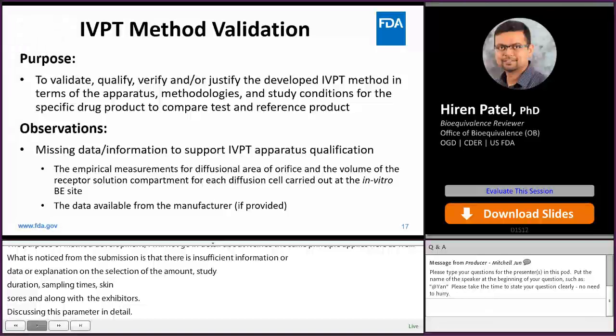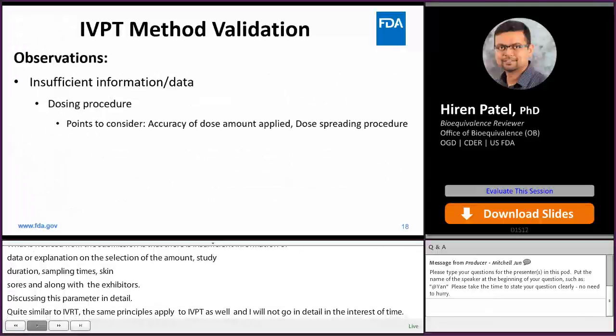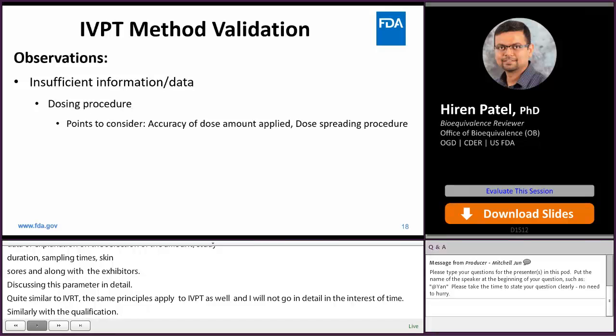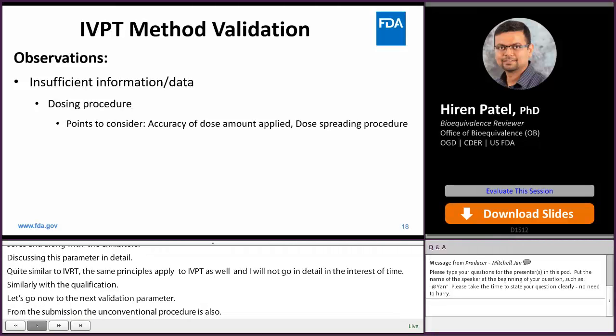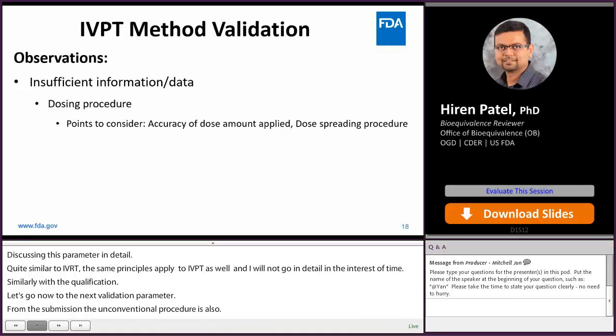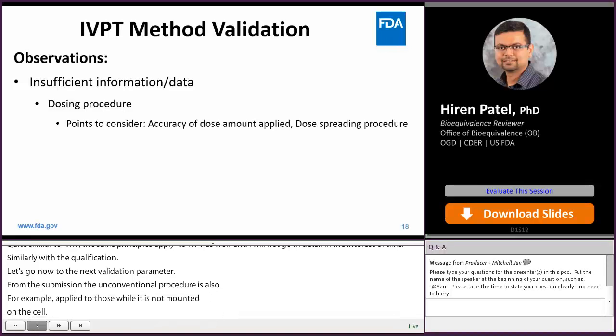Let's move now to the next validation parameter. From the submissions, an unconventional dosing procedure is observed. For example, applying the dose on the skin while it is not mounted on the vertical diffusion cell. Also, there is insufficient information or data in terms of the detailed dosing procedure, for example, accuracy of dose applied, dose spreading procedure, and other related aspects to better understand the actual procedure.